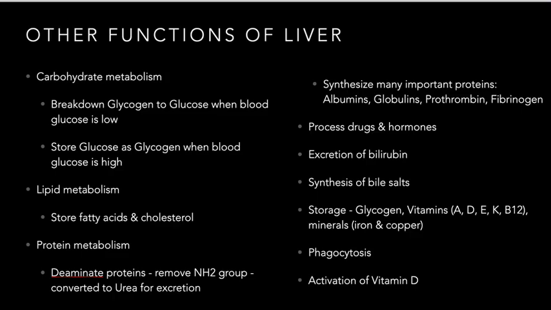Again, your liver processes lots of drugs and hormones to make them at safe levels for you or completely inactivate them. We also excrete bilirubin, which we said can be toxic, right? If bilirubin builds up, it can go to the brain and be really toxic. The liver is going to make our bile salts, which again is going to be in our bile to help digest our fats. The liver is going to store glycogen, our fat-soluble vitamins, which are A, D, E, and K. It also stores our B12. And then our really important minerals like iron and copper, which we looked at how iron is stored in the liver in the blood chapter.